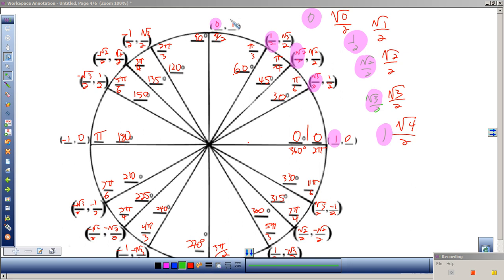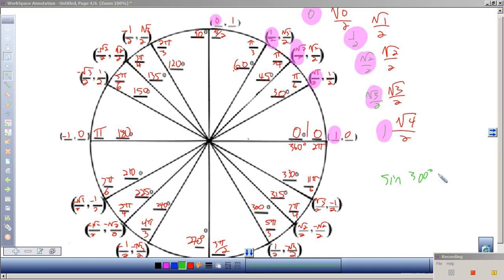Okay, so now, when we get to Wednesday, Thursday, Friday, you might get quizzes that say something like this. What is the sine of 300 degrees? Close. Yes, negative root 3 over 2.